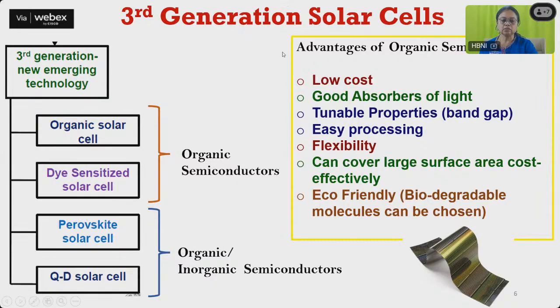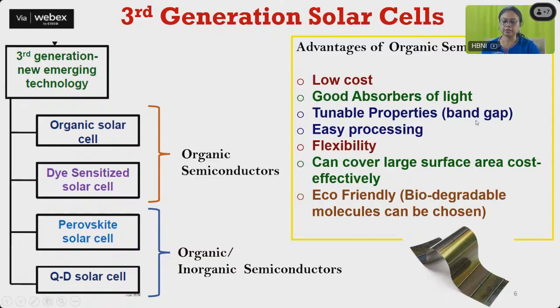Now we come to the third generation solar cell. That was a typical second generation solar cell. Now coming to the third generation solar cells, these are the organic solar cells, the dye sensitized solar cells, the perovskite or quantum dot cells. Here we are using organic semiconductors, or we can be using organic inorganic hybrid kinds of semiconductors. Both can be used. So what are the advantages of these organic semiconductors? First thing is that the cost is very low. They are good absorbers of light because we can tune their band gap.